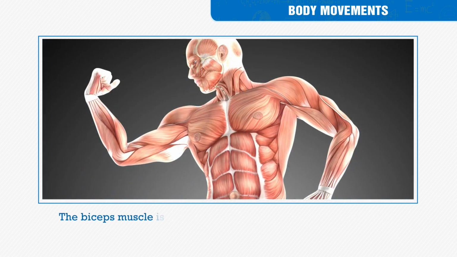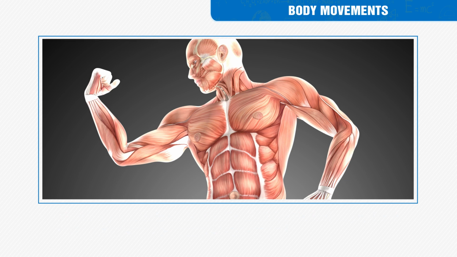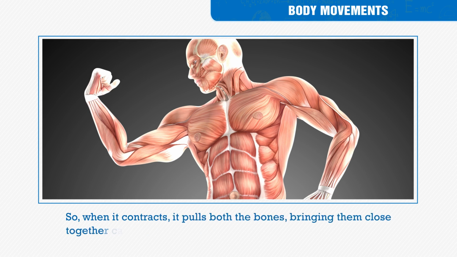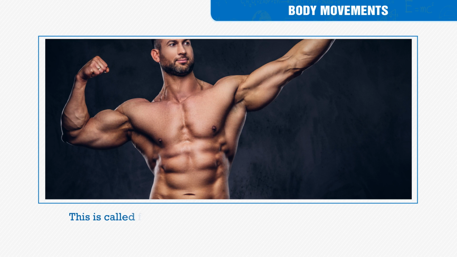The biceps muscle is attached to the shoulder blade at one end and to the radius bone of the forearm at the other end. So when it contracts, it pulls both the bones, bringing them closer together, causing bending of the arm at the elbow. This is called flexing of arm, and hence biceps is called a flexor muscle.